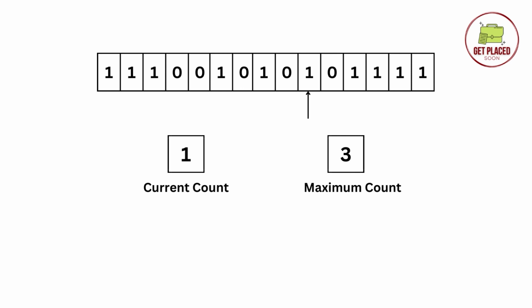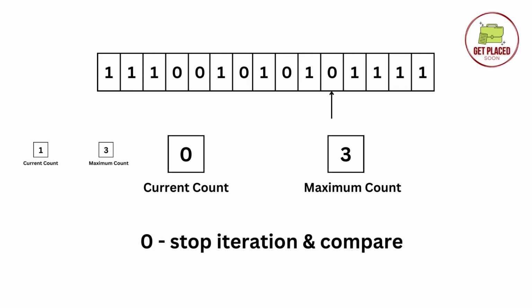Moving ahead, again we start the current counter. We got 1, 0 became 1. Now again we got 0. When we got 0, we stop iteration and we compare. Left side before updation, current count value is 1, maximum count value is 3. So maximum value is 3 only, that is okay. And current count value we reset from 1 to 0.